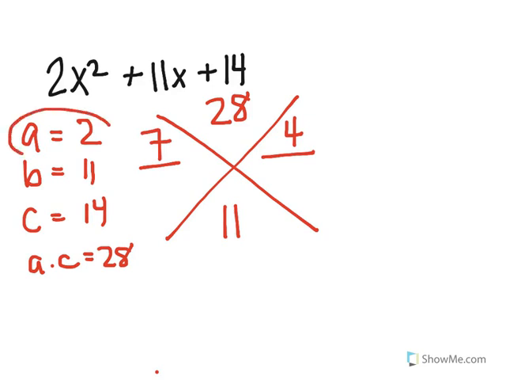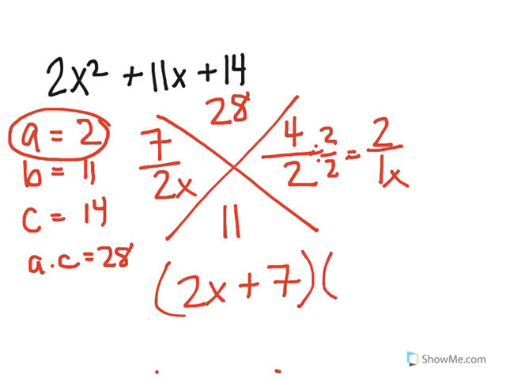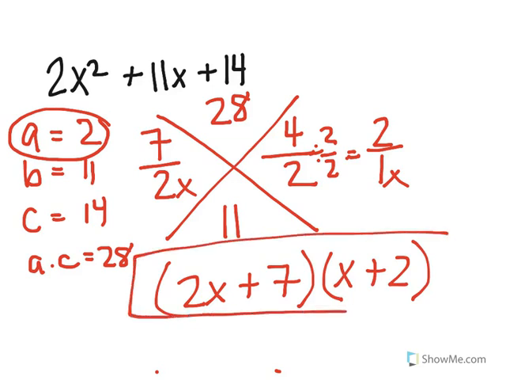And now I'm going to take the value of A, and I'm going to put that in the bottom of my fractions. So 7 over 2 we're just going to leave alone, but 4 over 2 I can divide by 2 over 2 and get 2 over 1 by reducing that fraction. Put an x with what's on the bottom, and so I get 2x plus 7 times x plus 2. And we're done.